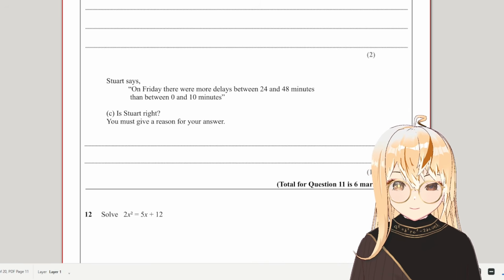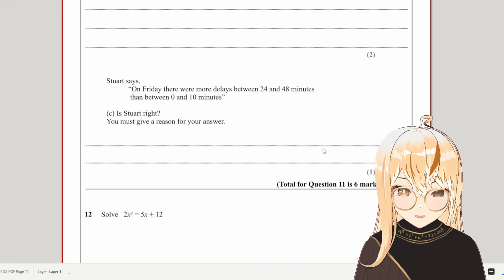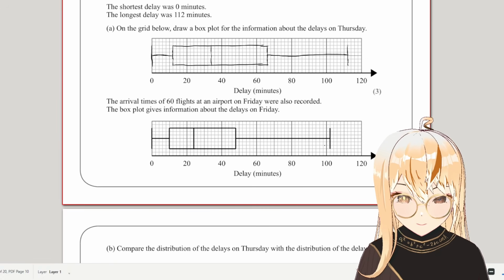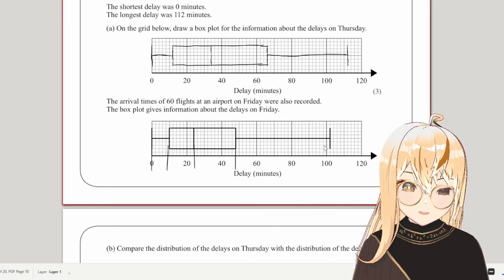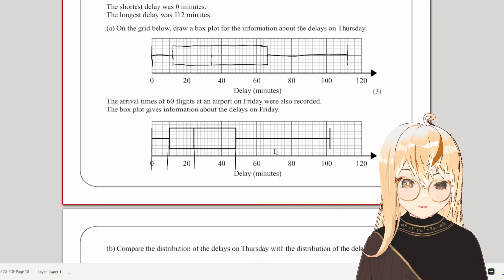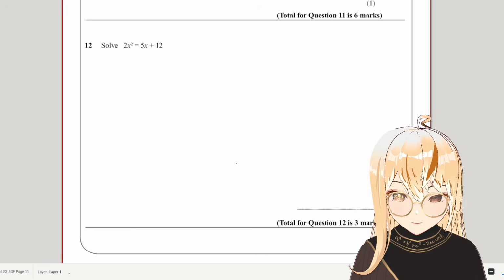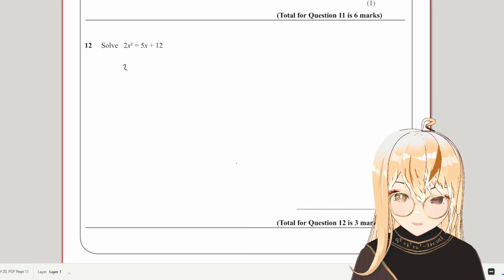They say on Friday there were more delays between 24 and 48 than between 0 and 10. Is that true? No, that's not true, because we know that in between each of these sections there's 25% of the values. Let's move everything to one side and solve.